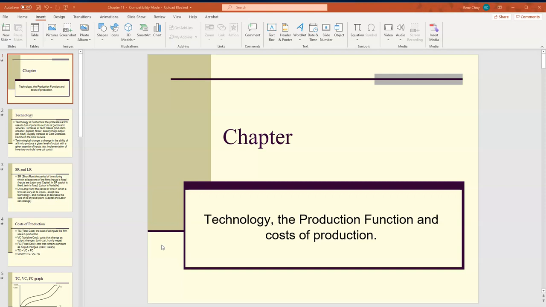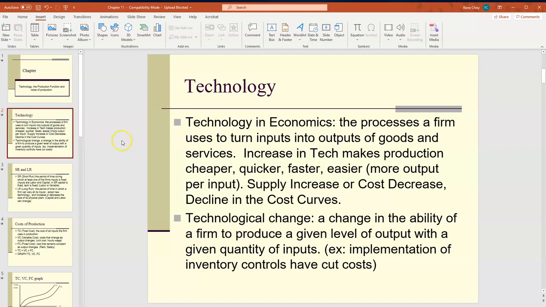Today we're going to be talking about what exactly is the technological advance in economics, the production function, and costs of production. So technology in economics is the process that a firm uses to turn inputs into outputs of goods and services. So in a basic way, technology is the magic that companies use in order to turn an input into an output.